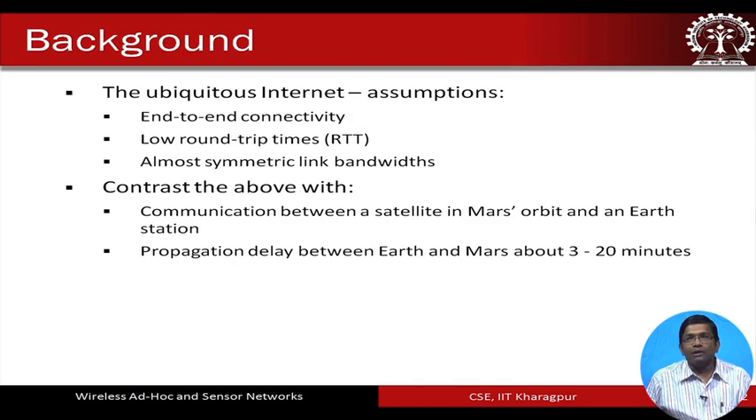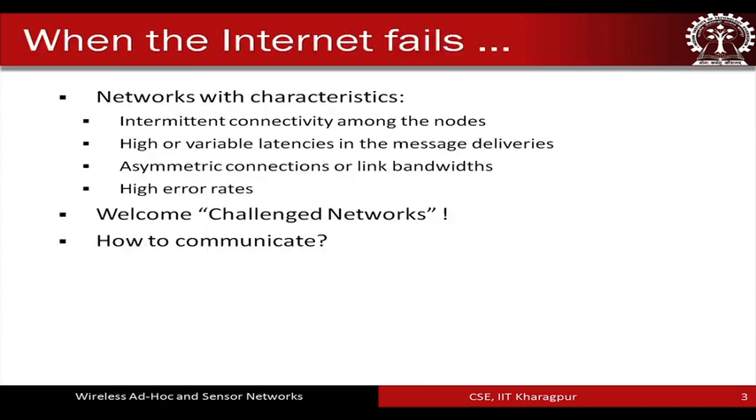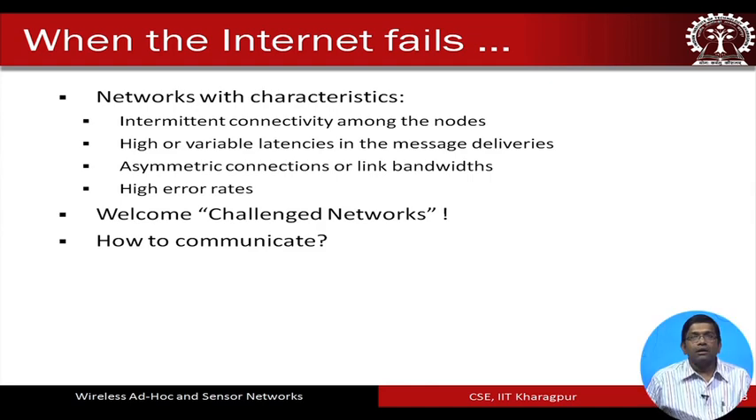This is one of the reasons why the protocols, and not only the protocols but the different solutions and architectures overall that are proposed for use in the internet, are unusable in this particular context, that means interplanetary networks. So, when does the internet fail? When these assumptions are no longer valid, the assumptions that I just mentioned.